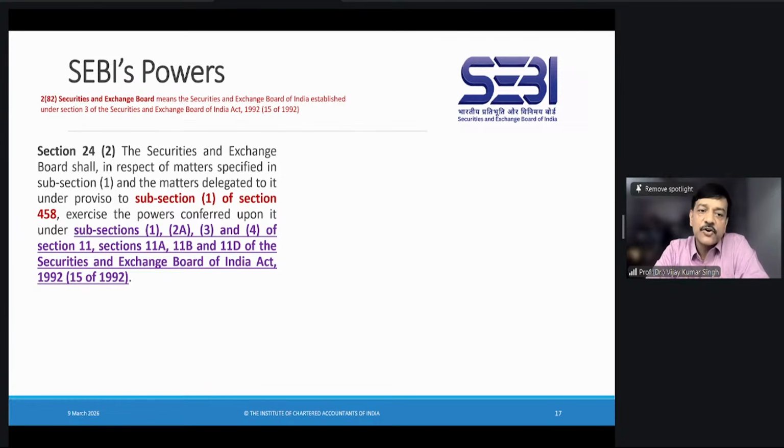Section 24(2) provides you the detail, and it says that the Securities and Exchange Board of India shall, in respect of matters which are specified in subsection 1. So we talked about two matters, right? Which are those two matters? Recollect that. Two matters. What are they? Which have been talked about in 24(1).